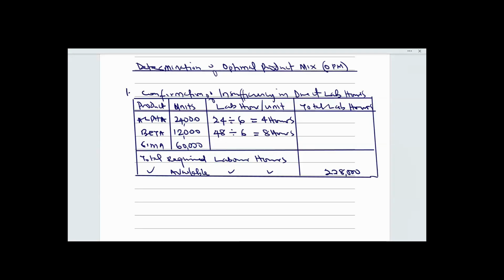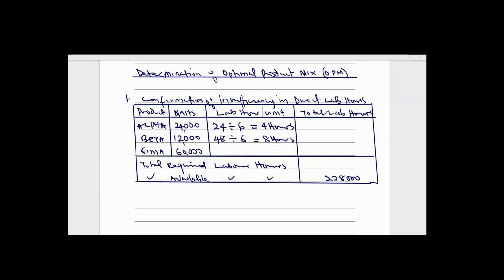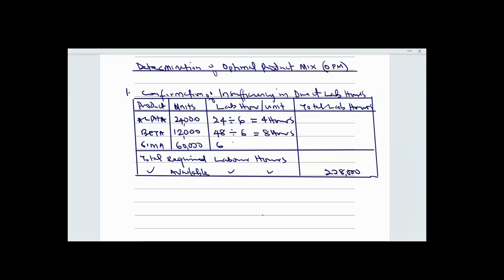Then for sigma, it has 32 naira, divided by 6 naira. Hmm, 6 naira divided by 6. So here will be 6 divided by 6 naira. That will give us 1 hour.